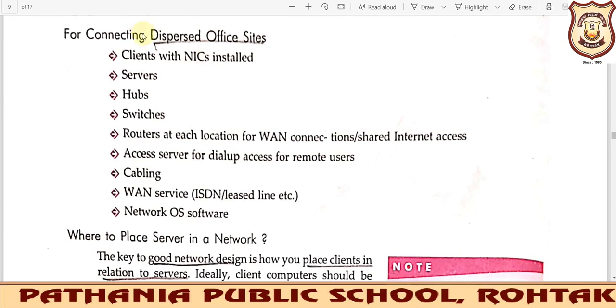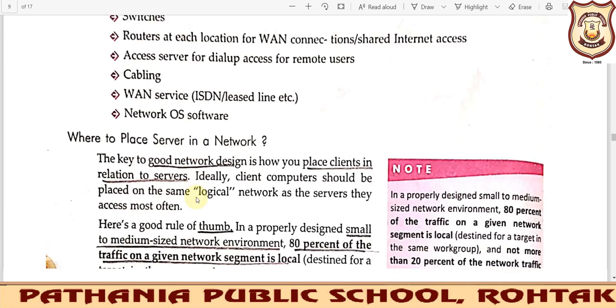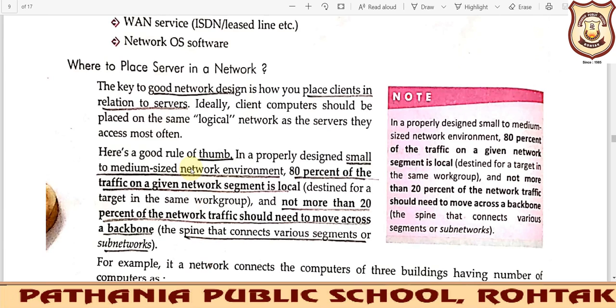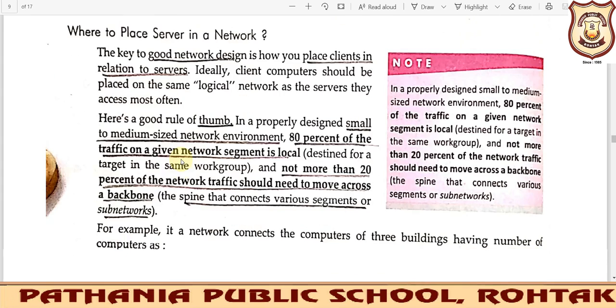For connecting dispersed offices, meaning the office is distributed at various locations, like one company having different centers at different locations, you need clients, servers, hubs, switches, routers, an access server, cables, WAN connectivity, and a network operating system. Now this is a very important question that comes in your exam, so you must listen to it very carefully.